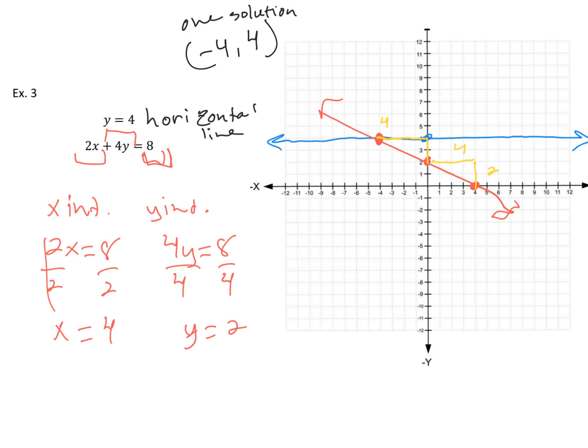Alright, so for your couple assignments today, you're going to be working on graphing in these two forms. Again, if they don't cross at all, which means they must have the same slopes, they are parallel lines, your answer will be no solution.